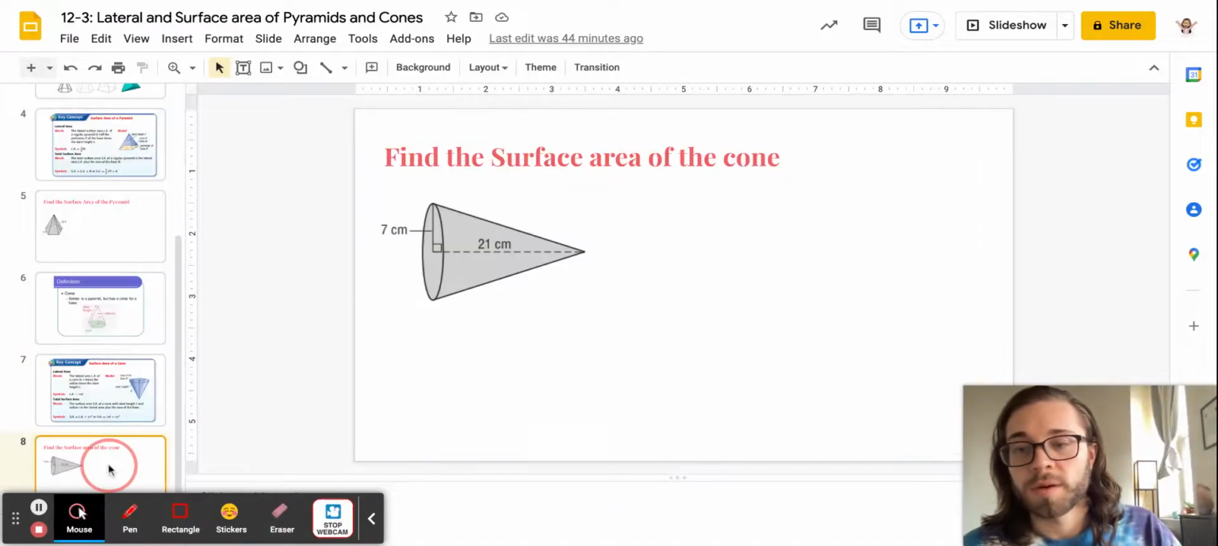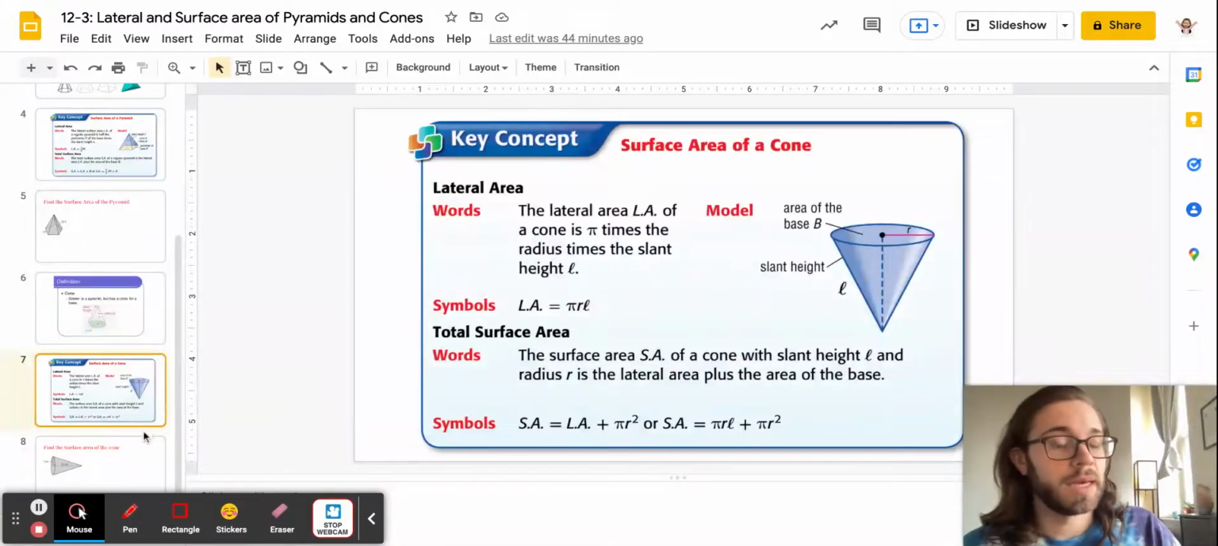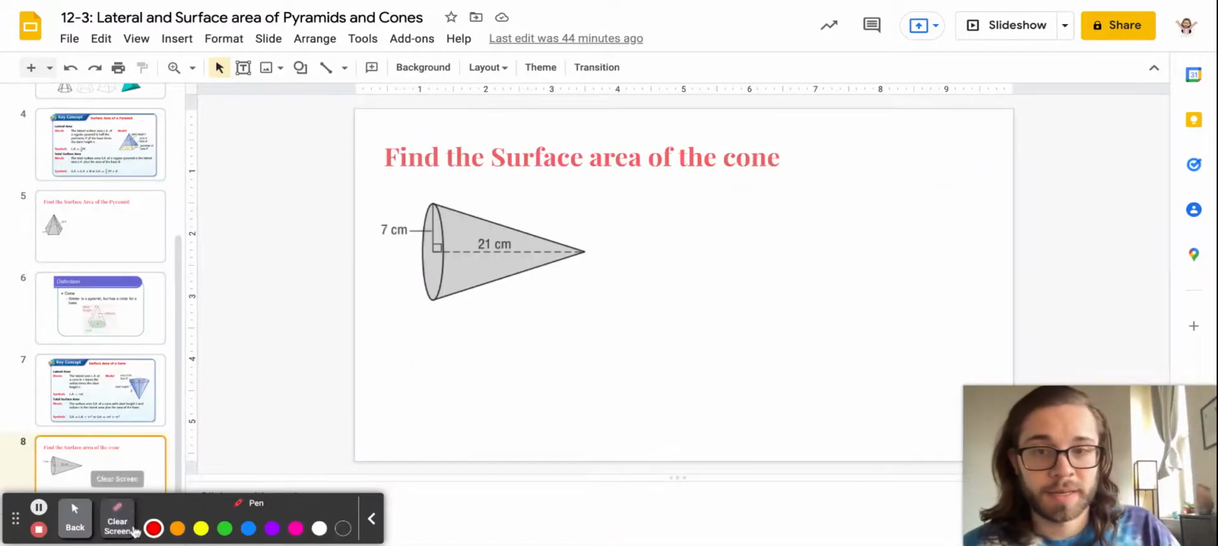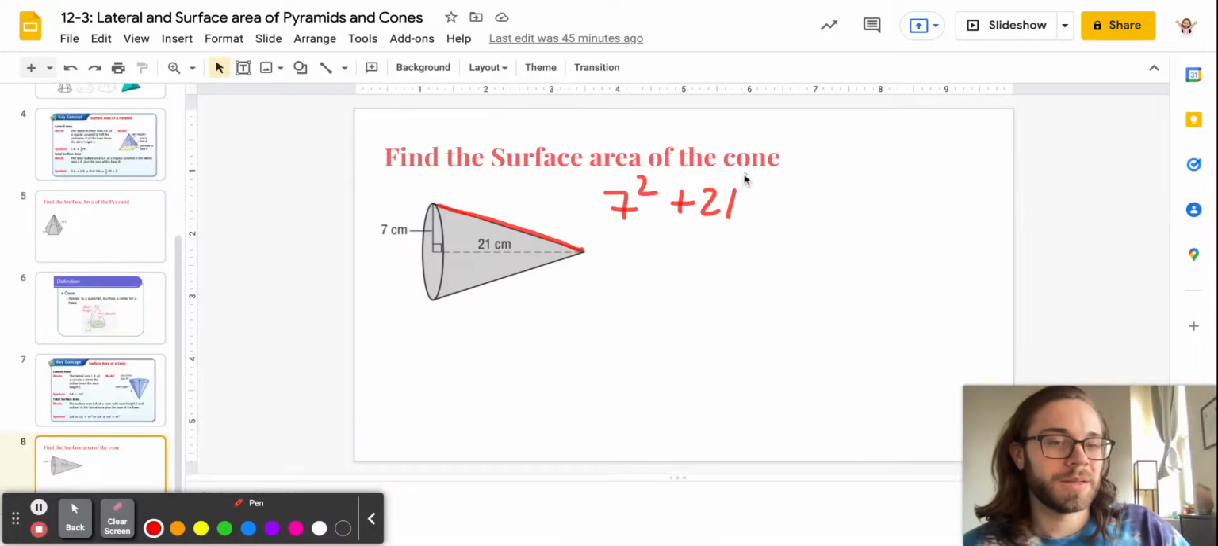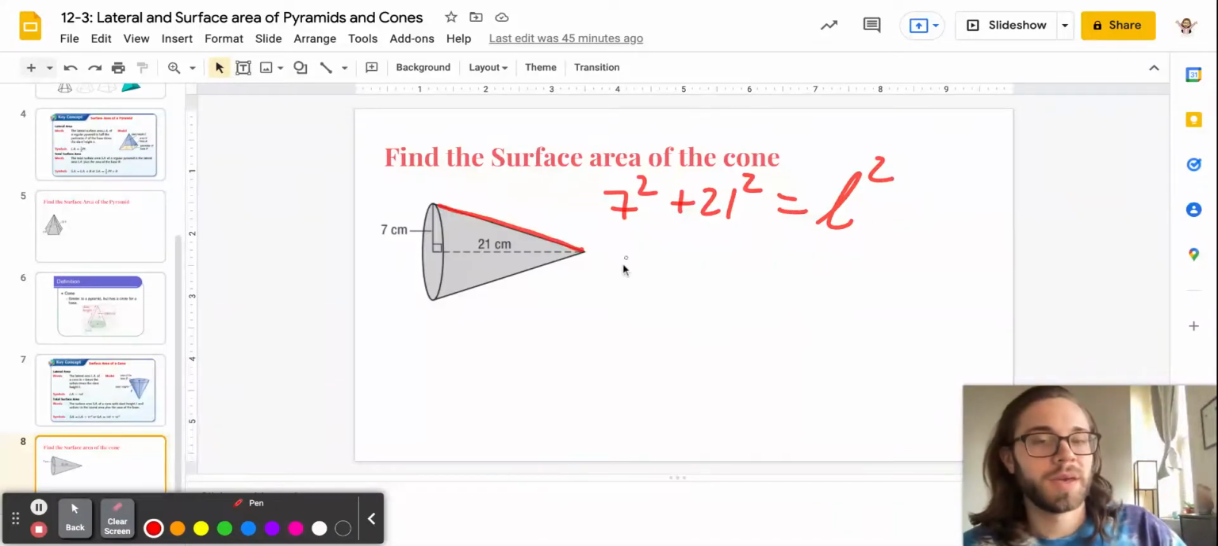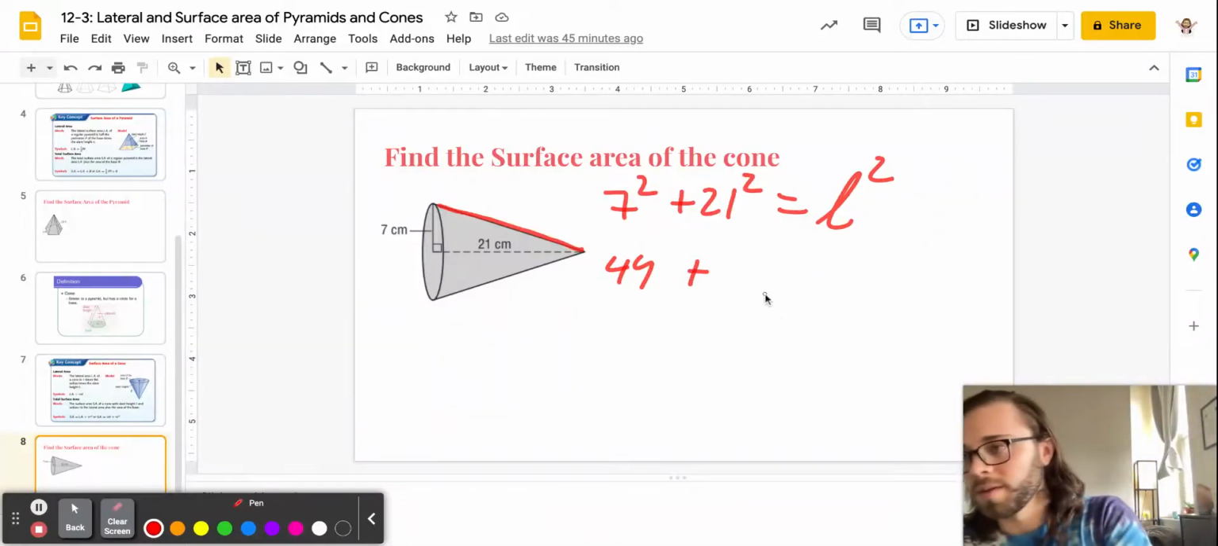All right, so again, be careful, you need the slant height. So we are not given the slant height. So first things first, this is a right triangle. So to find that slant height, you can use the Pythagorean theorem. So 7 squared plus 21 squared equals slant height squared. Okay, so we have 49. Let's see, what is 21 squared?